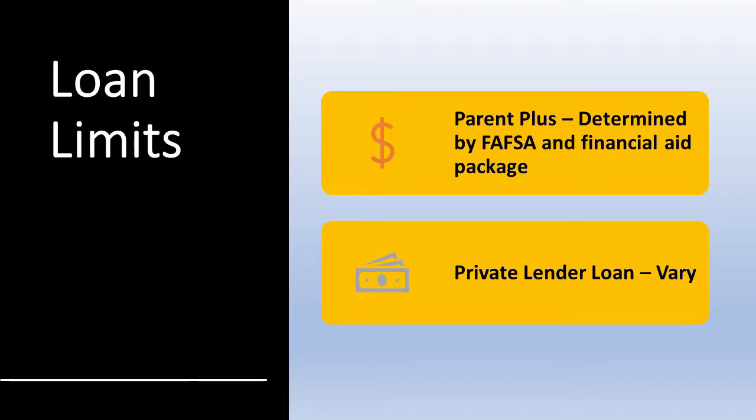Then the loan limits for Parent Plus is going to be determined on the financial aid package based on that cost of attendance and what's found in the FAFSA as far as how much is going to be left that a parent can apply for a Parent Plus loan. And then the private lender loans are just going to vary, because those aren't based on the FAFSA at all.